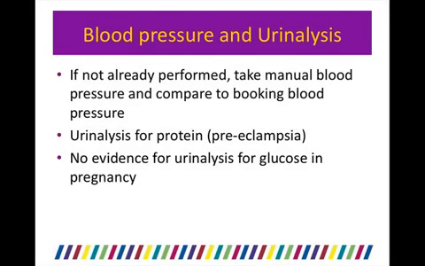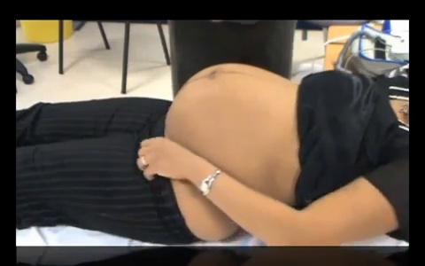If blood pressure and urinalysis have not already been performed, then the manual blood pressure should be taken and compared to the booking blood pressure, and urinalysis for protein and leukocytes, but not for glucose in routine antenatal assessments. At the end of the examination, encourage the patient to cover up and help them to sit up. It is very hard to get off an examining couch with a full-term pregnancy.